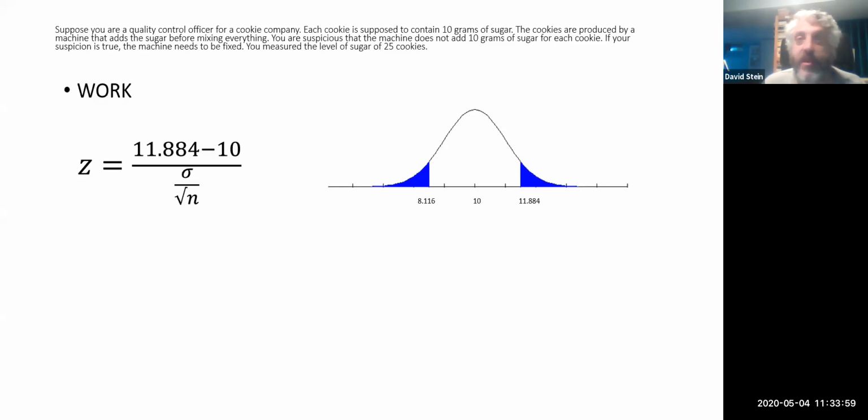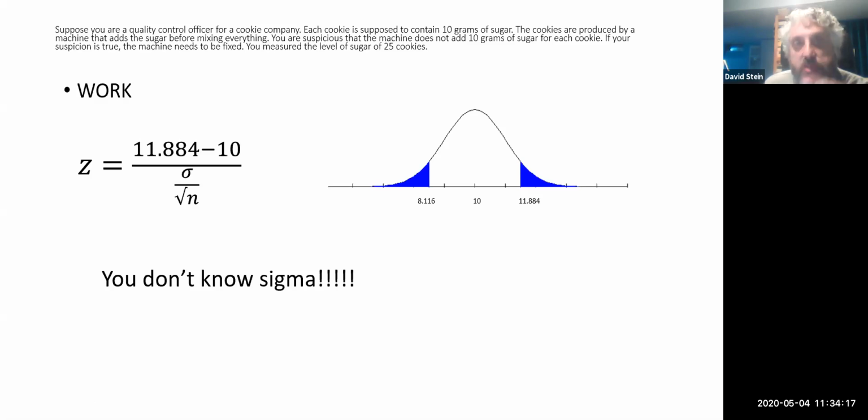So this is all I have to do. It seems like I'm just ready to roll, right? I don't have any issues, okay? But wait, there is an issue, isn't there? You don't know sigma. You don't know the standard deviation of the population. And to figure out this formula, I would need to know what it is.